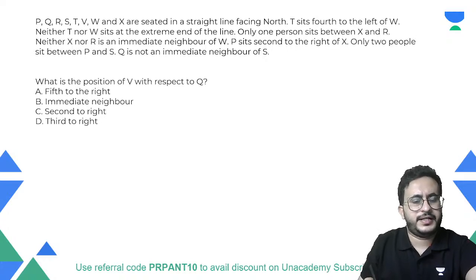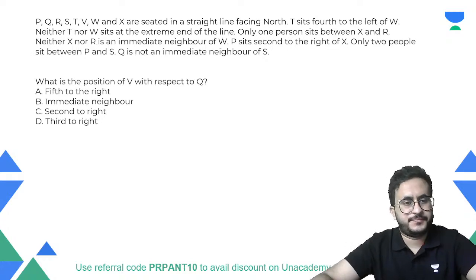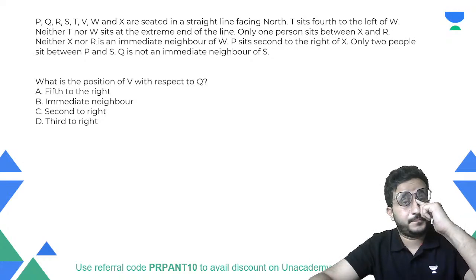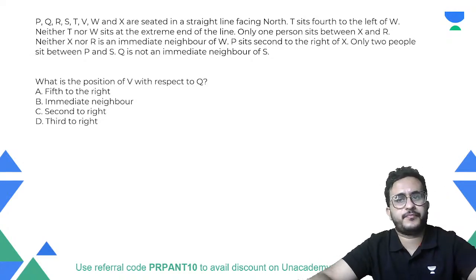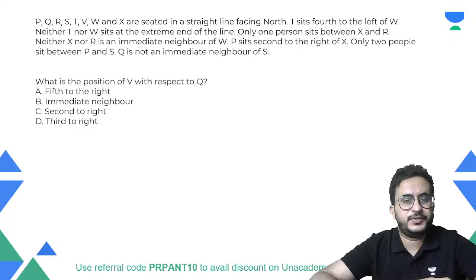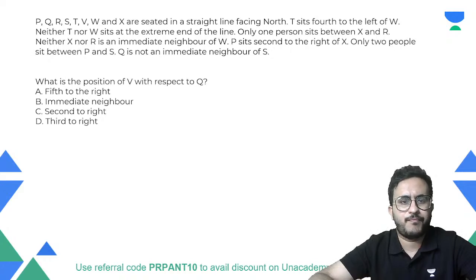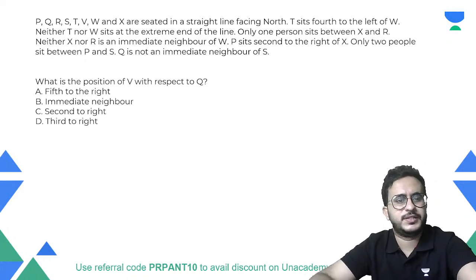So it says that there are eight people sitting in a straight line. Okay, just eight people, not too many. And certain conditions are given that who is sitting at what position. Okay, Sujit says second to right.